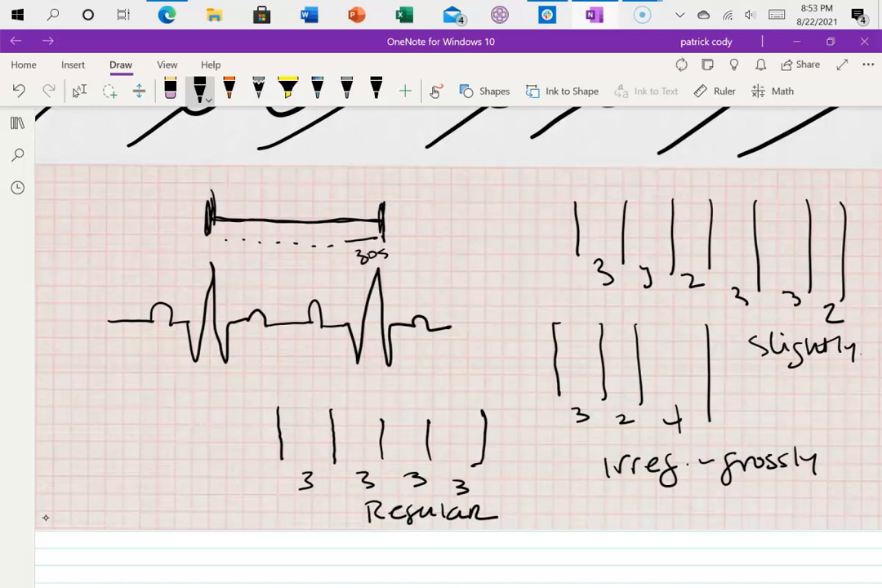Okay? And sometimes when it's grossly irregular and there's no pattern, then we refer to that as being irregularly irregular. So this one we can see some pattern and it's slightly irregular, but in something that's irregularly irregular, there'd be no way to predict the level of irregularity.